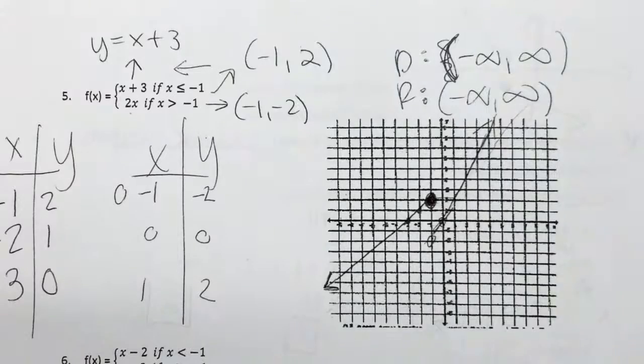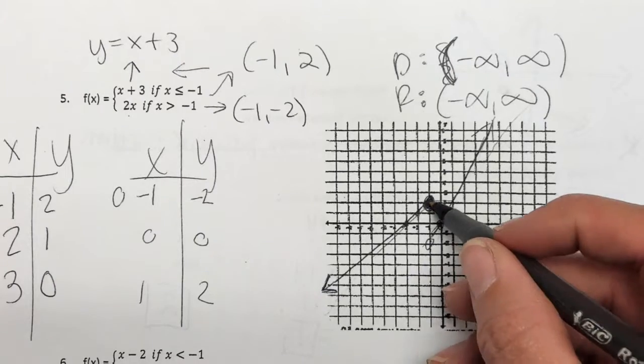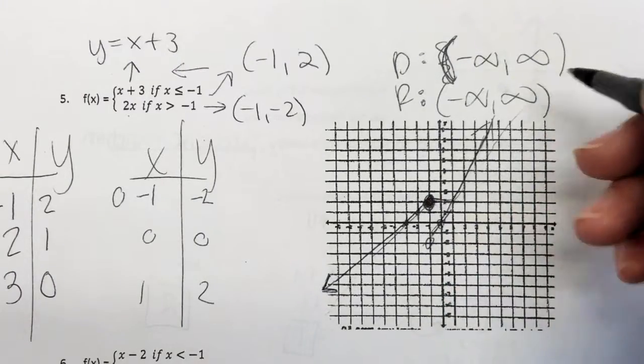Good. The difference between this one and the last one is it skipped a y value. This one, it just goes straight on through. It hits this graph, then it picks right back up in here and goes that way. We'll start here Monday.